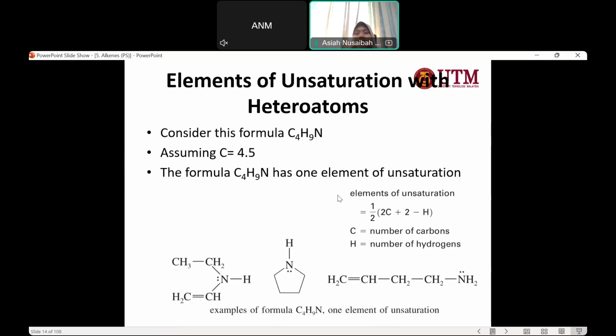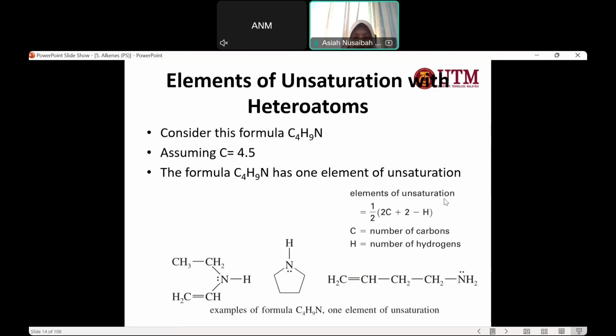Right, so now let's test the equation. Consider this formula: C4H9N. As we mentioned before, if we have 1 nitrogen, we consider nitrogen as half a carbon. So instead of having 4C, we have 4.5C. The 0.5 comes from nitrogen. So C is equal to 4.5. Now let's put it into the elements of unsaturation equation.